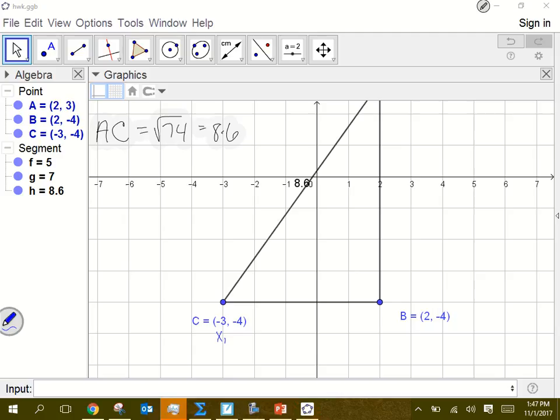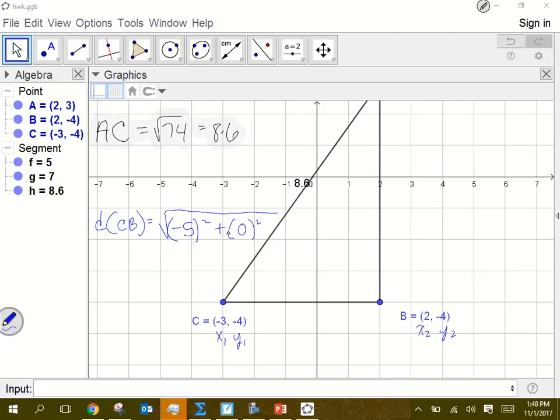is let this be x1, y1. Let this be x2, y2. Now if I find the distance of CB, I can take the square root. Now subtract your x's. What's negative 3 minus 2? Negative 5. So I'll square that. And now what happens when I subtract my y's? What's negative 4 minus negative 4? 0. In any horizontal line, the difference of your y's will always be 0.